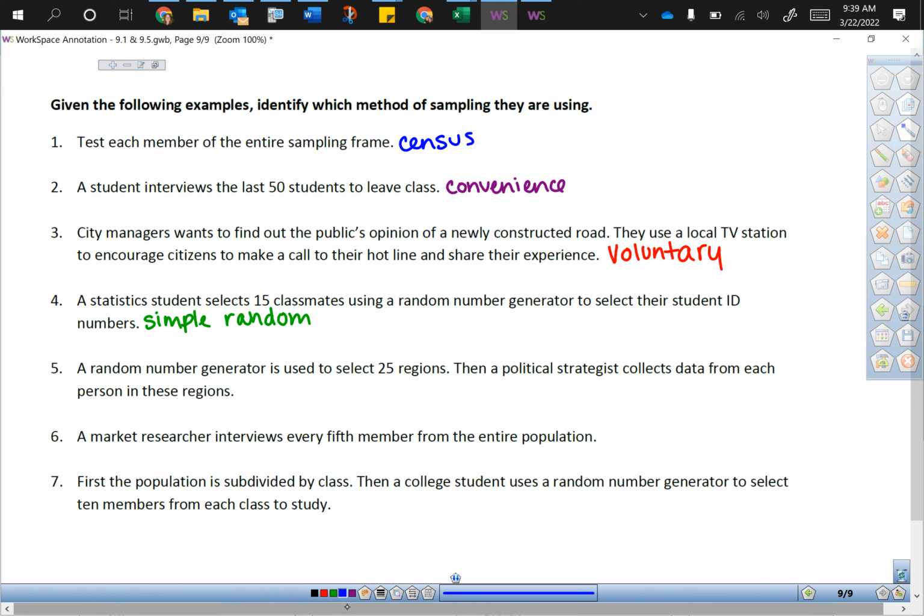Number five, a random number generator is used to select 25 regions. Then a political strategist collects data from each person in these regions. Very good. That would be cluster because they split it up into regions and then they selected the entire region. That's cluster. Number six, a market researcher interviews every 5th member from the entire population. Systematic.